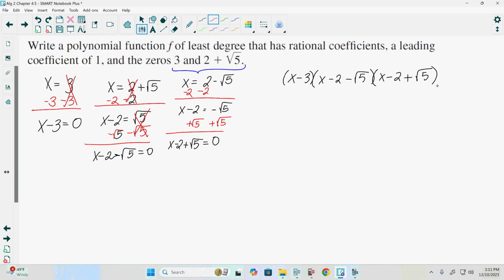So the next main thing we're going to need to do is actually multiply these together. Now, it is perfectly possible to multiply the x minus 3 and x minus 2 minus the square root of 5. I would not do that. I would multiply our complex conjugates together, or our irrational conjugates together first.